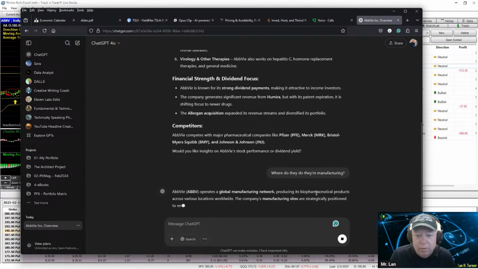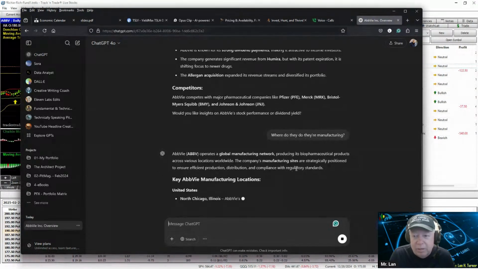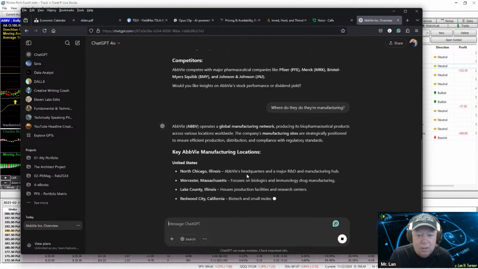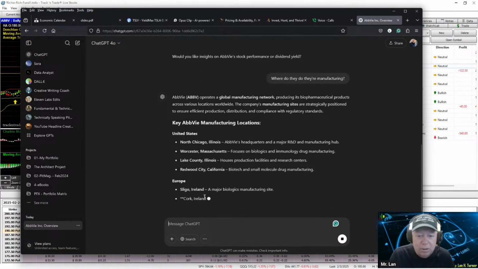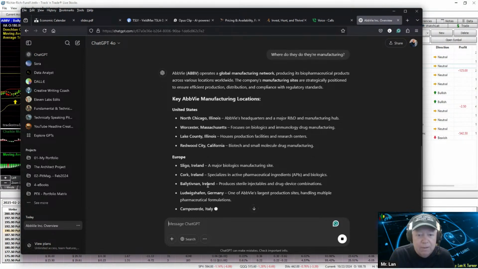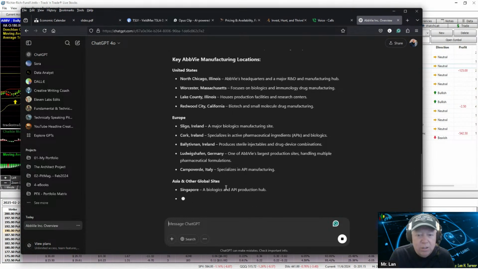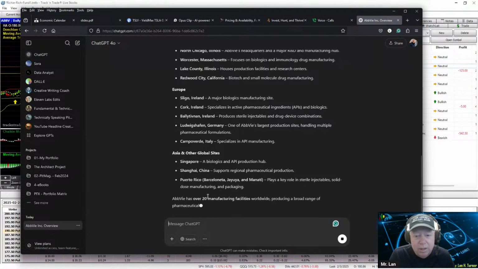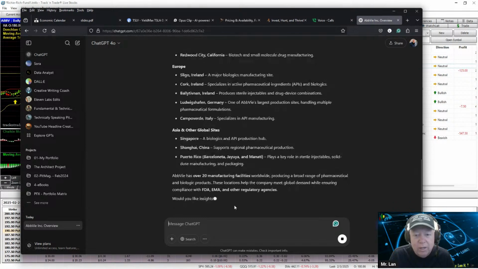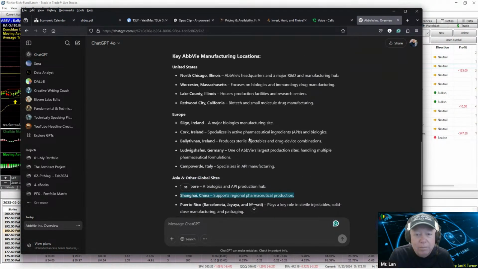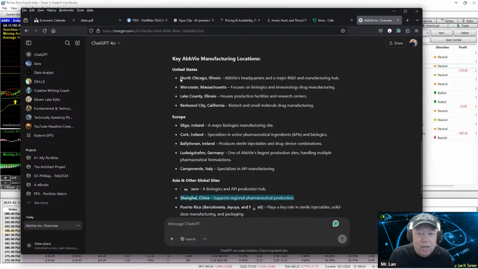Global networks producing biopharmaceuticals worldwide. The company has manufacturing sites strategically positioned: United States, Europe. Europe's not got any tariffs on it yet. Asia, Singapore, Shanghai, China. Puerto Rico. AbbVie has 20 manufacturing facilities worldwide, and only one of them is in China. And that supports the regional pharmaceuticals over in China. So, how about that? That's why this company is taking off.